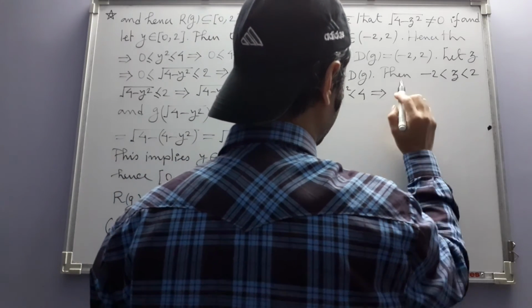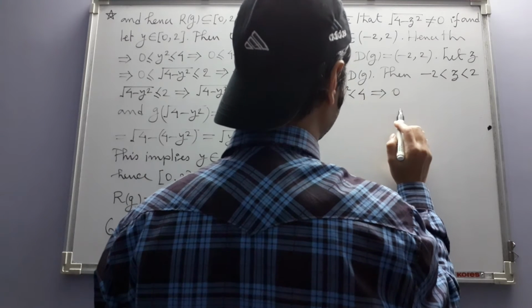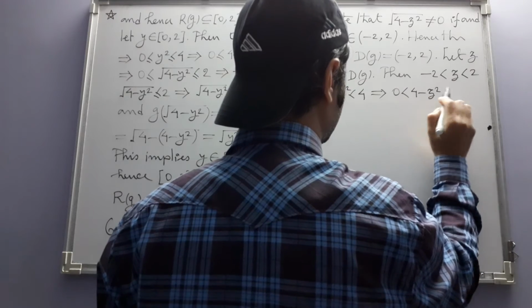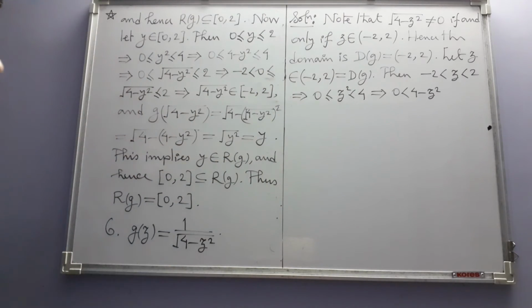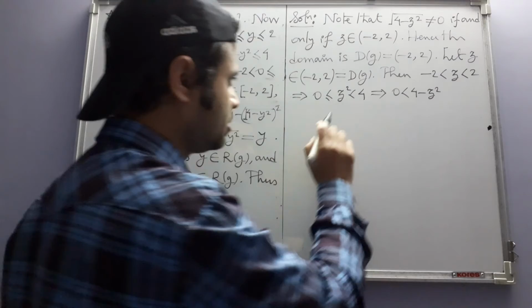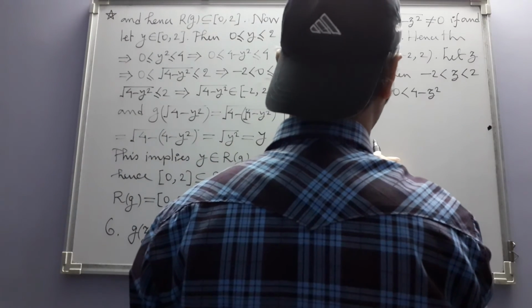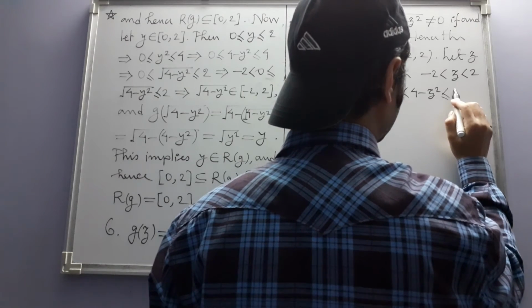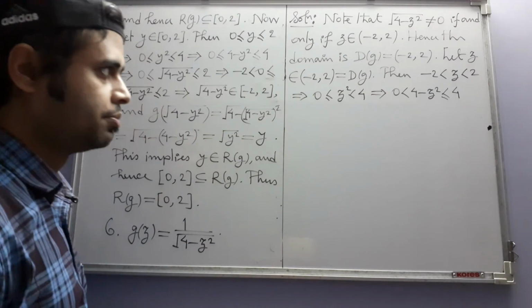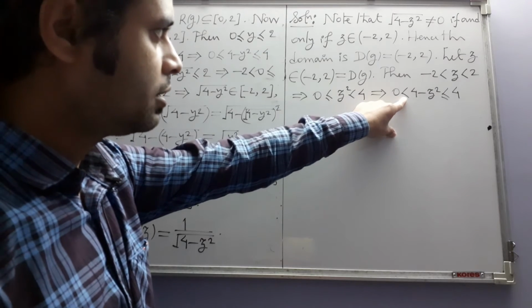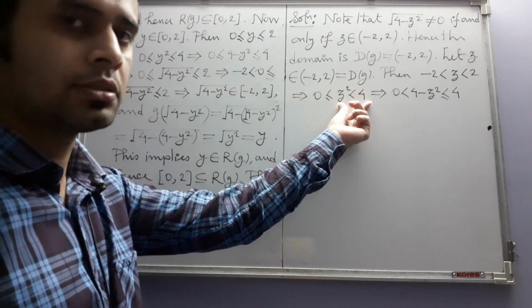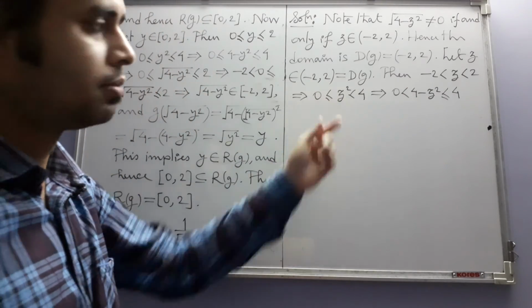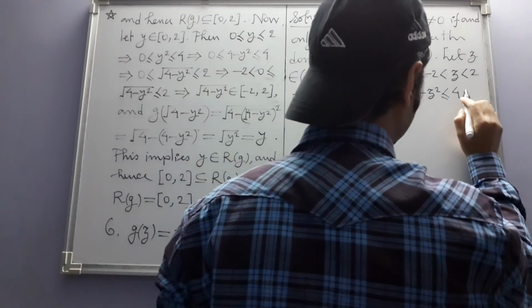so that will imply, first of all, 4 minus z square is strictly greater than 0. We have strict inequality here, and at the same time this is less than or equal to 4. Here we have strict inequality because it's coming from this, and here we have ordinary inequality because that is coming from here. Minus z square is non-positive.